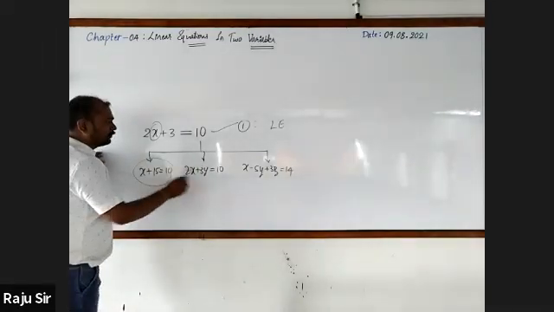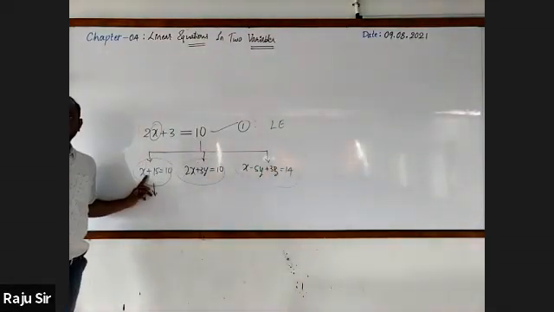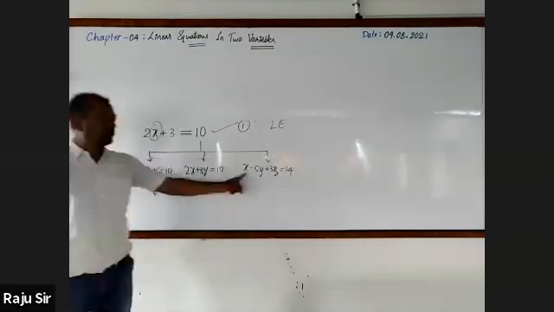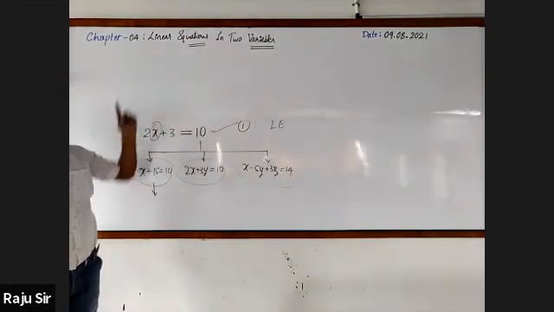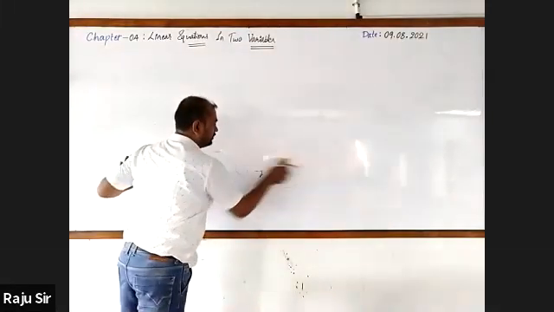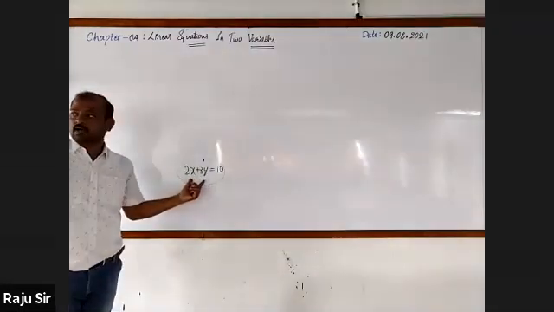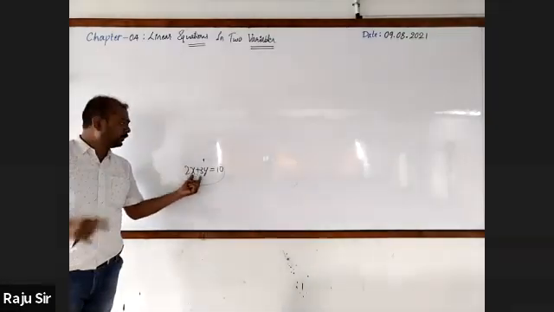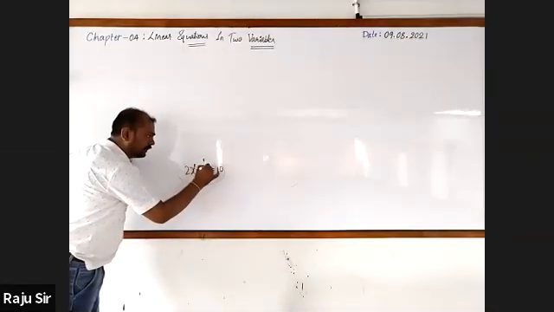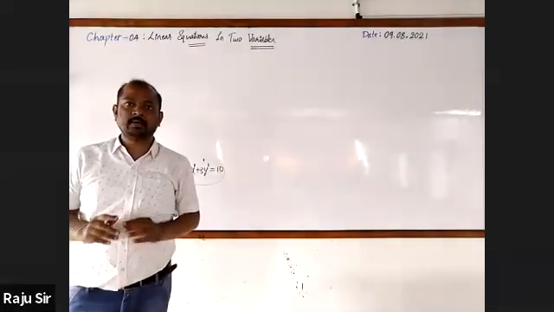But what difference do you find in all the 3 linear equations? The number of variables. How many variables are there in the first equation? One. Then two variables. Then 3. What are we going to discuss? Linear equations in two variables. An equation of degree 1 with 2 variables is called a linear equation in 2 variables.